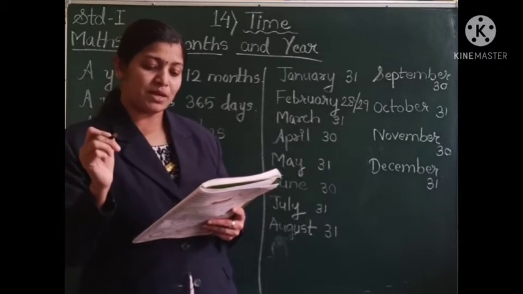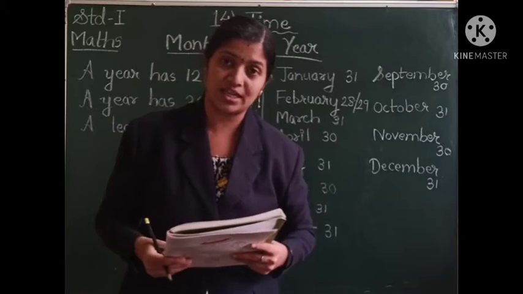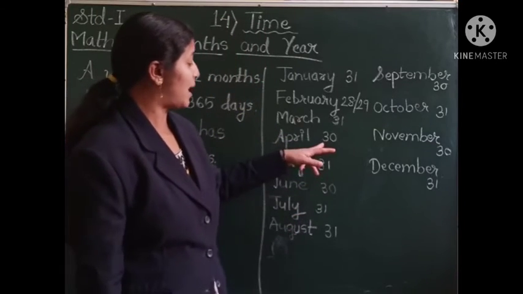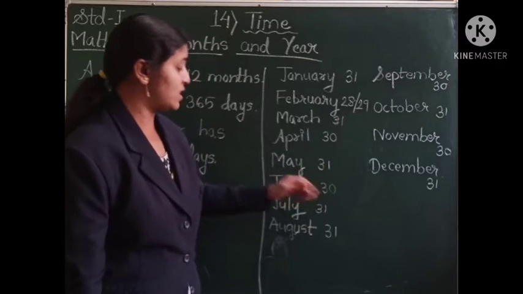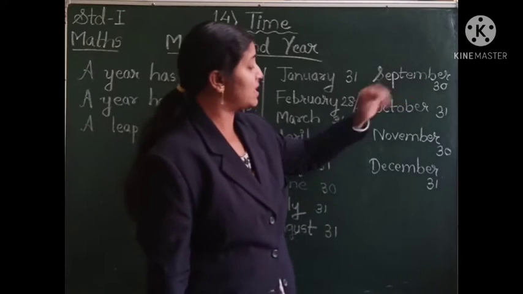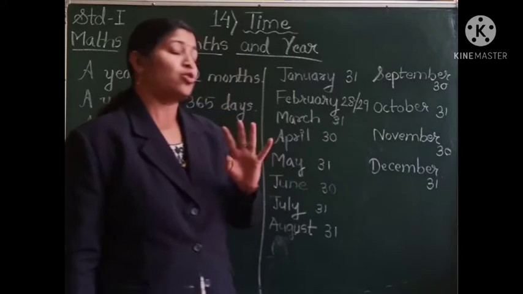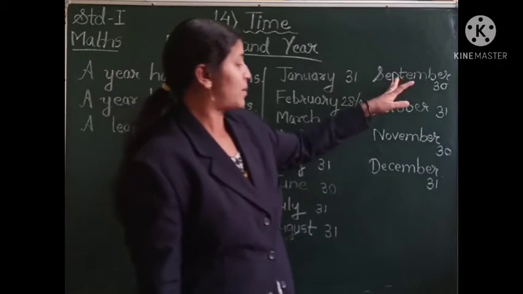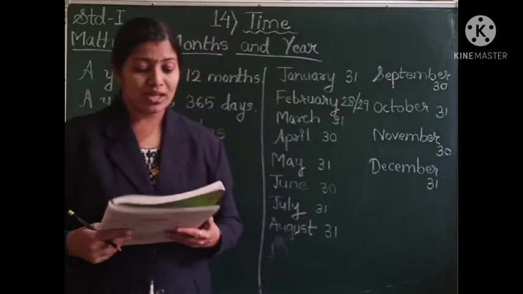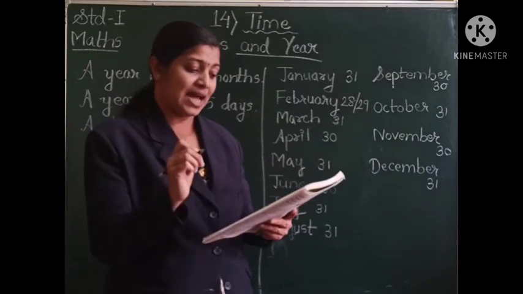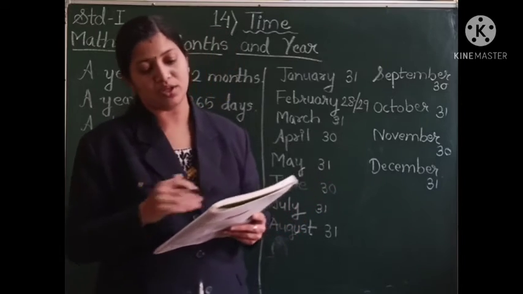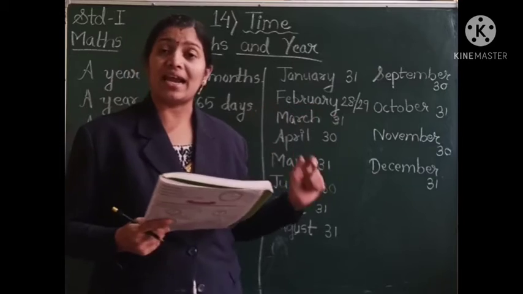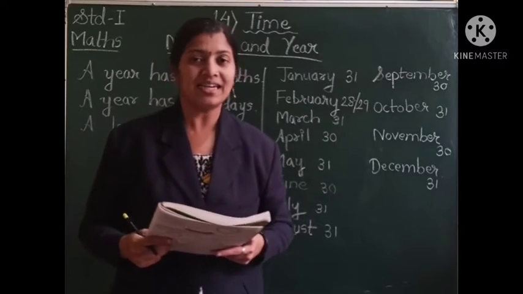April dash September and dash have 30 days. Now let us see which are the months that are having 30 days. Here you can see April is having 30 days, June is having 30 days, then September is having 30 days and November. So 4 months are having 30 days, that is April, June, September and November. So they have asked us, April dash September and dash have 30 days. So April, June, September and November have 30 days.